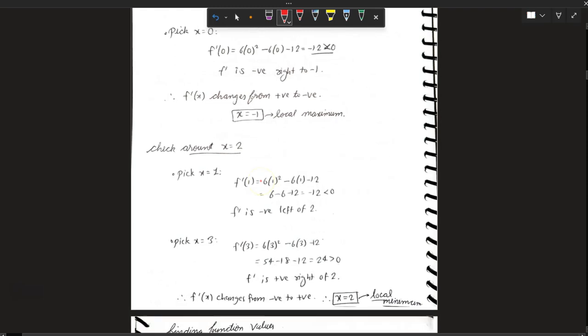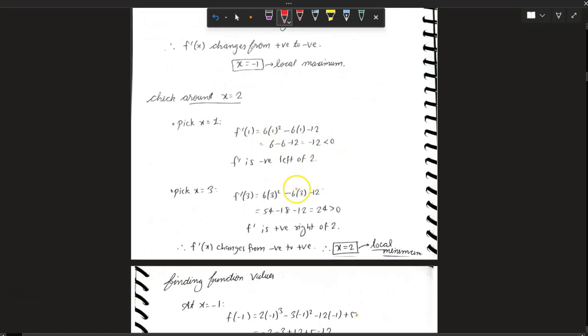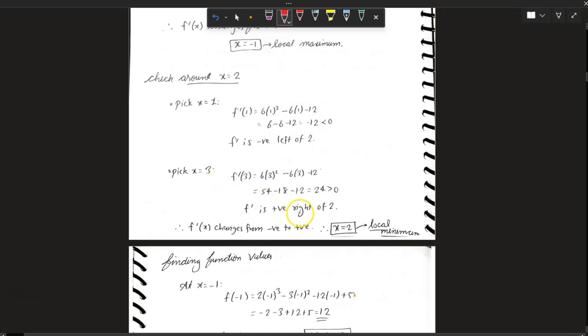Now let's move to the second. Check around x is equal to 2. Similarly, we have to check around 2. Take a value less than 2 and take a value greater than 2. Okay, less than 2 is 1 and greater than 2 is 3. Check the point where it is changing the sign. For 1 it's minus 12, which is less than 0 or negative. Okay, for x is equal to 3 it's positive, so negative to positive it's going, so it's a local minima.